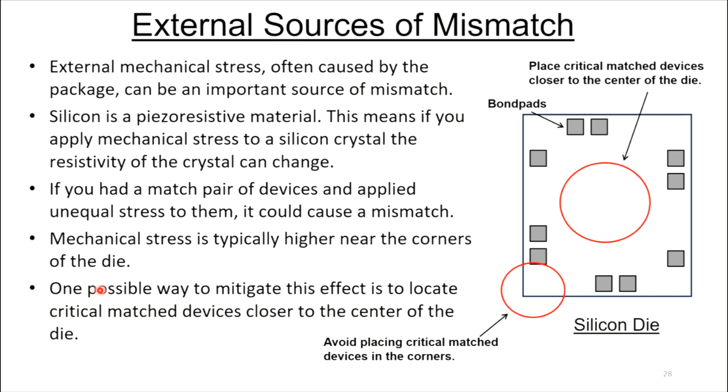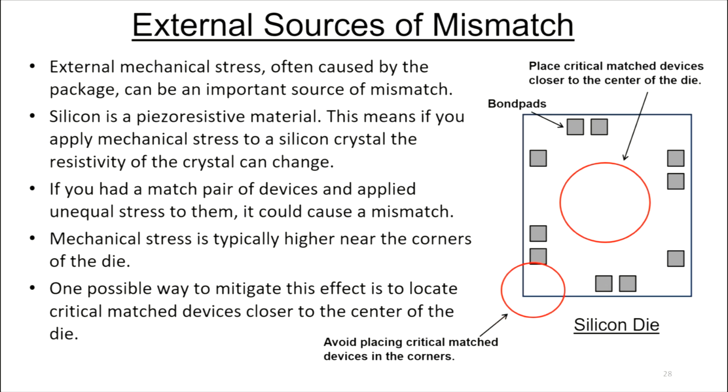Okay, the next thing I want to talk about is external sources of mismatch. And this is mainly mechanical stress, and this is usually caused by the package. Silicon is a piezoresistive material. That means if you apply mechanical stress to a silicon crystal, the resistivity of the crystal can change. And if you had a matched pair of devices and you applied unequal stress to them, it could cause a mismatch. Mechanical stress is typically higher near the corners of the die.